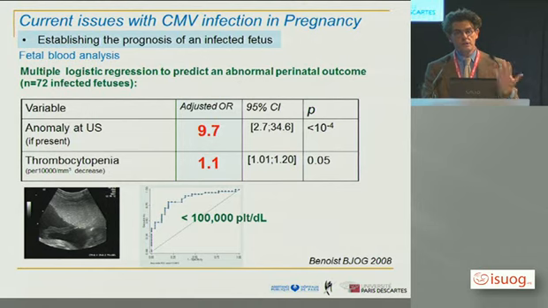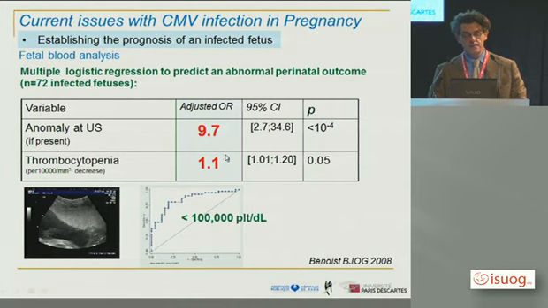The viral load in the fetal blood is not consistent yet, and the only biological factor that is independently associated with the prognosis from the imaging is the thrombocytopenia. So fetal blood will be useful in the workup of an infected fetus with CMV.